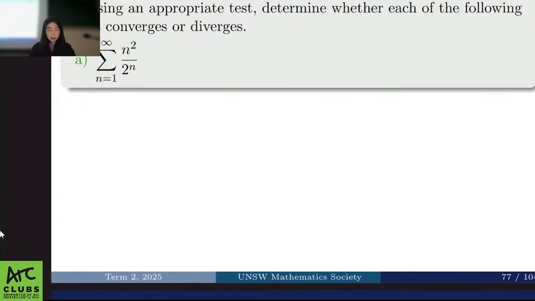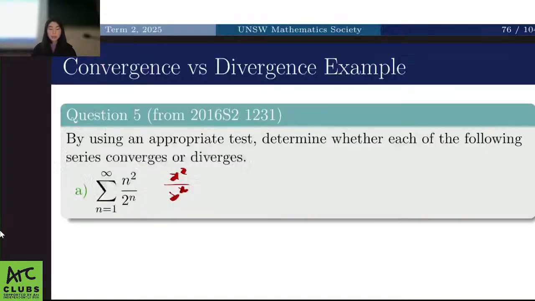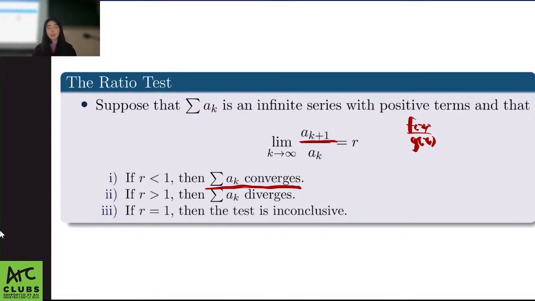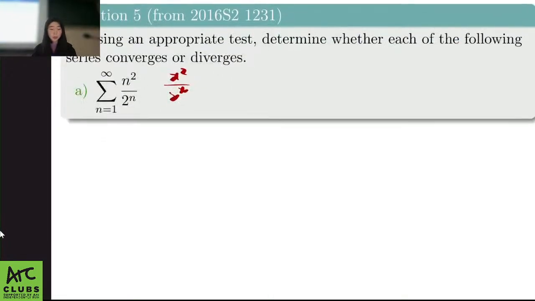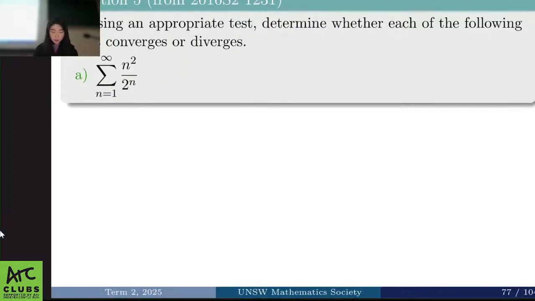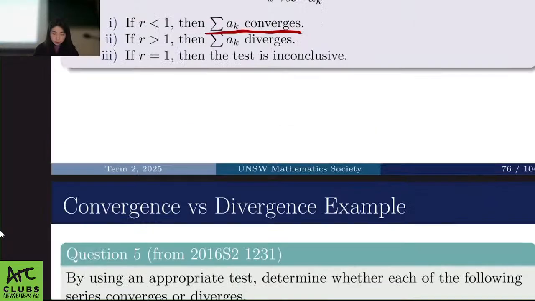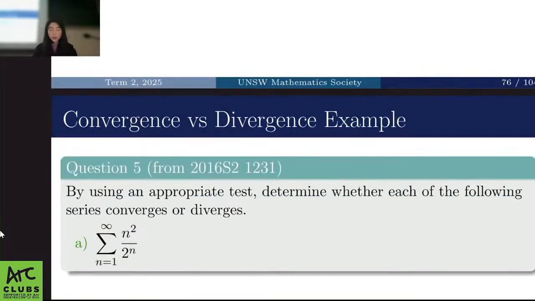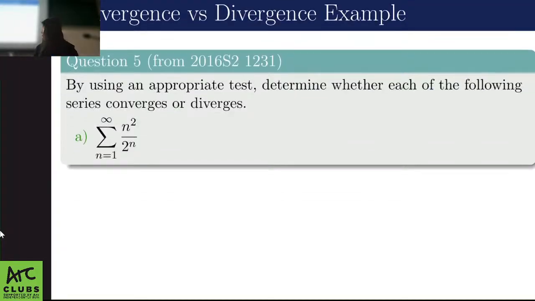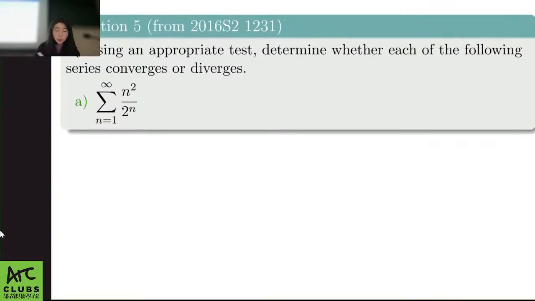Right, question 5. By using an appropriate test, we want to determine whether each of the following series converges or diverges. If we look at this one, it is given in the form of f(x) on g(x), where it's essentially x squared over 2 to the power of x. And this matches the ratio test's typical question form, which means we can use the ratio test. So notice in the ratio test, we only care about the terms. Actually, hang on. Not coefficients, just the term itself. Coefficients come into play a bit later on. So we're just comparing the terms.